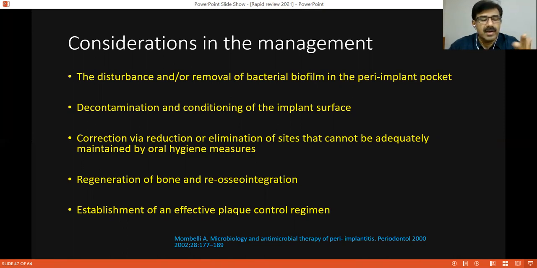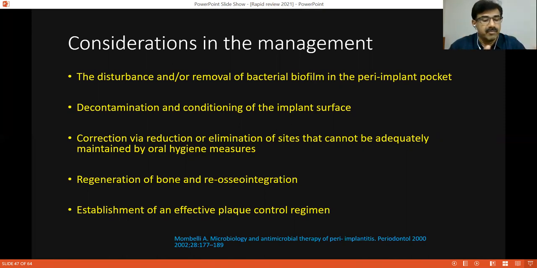Second one, once you have done scaling and root planing for a natural tooth, why are you doing root planing? You are doing root planing because in relation to a periodontal pocket, the outermost layer of cementum is infected or affected cementum. So you have a diseased cementum. Similar to that, the outer surface of the implant is also diseased now. So you now have to decontaminate the implant surface. That is your second principle on which your management is going to take place.